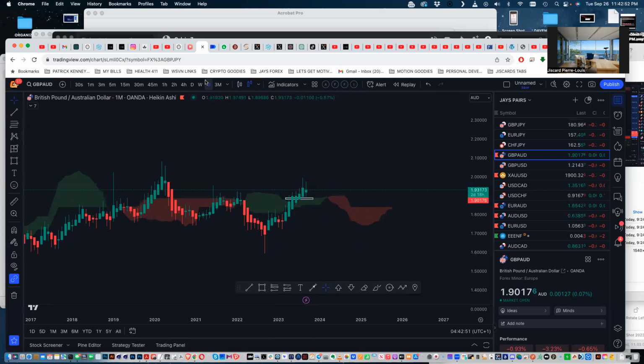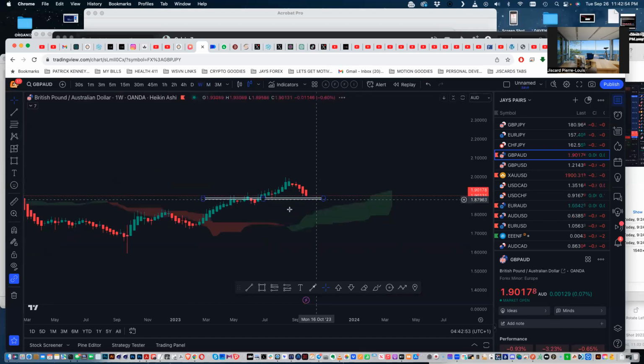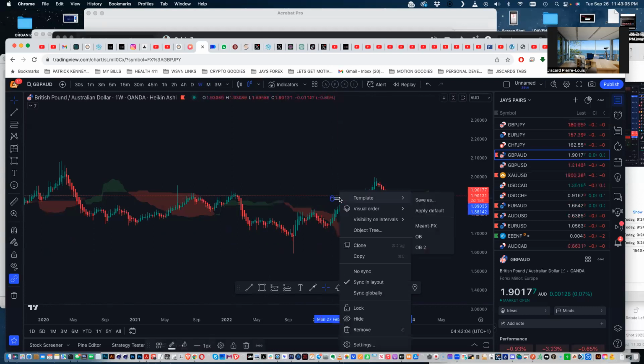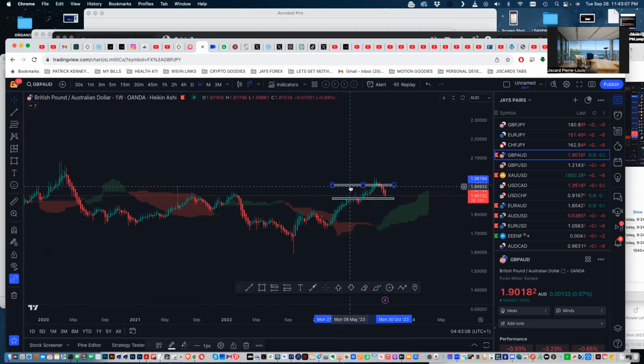There's a reason why we're marking this level. So when we go down to the weekly time frame, look at that. Came back up, came back down. But notice where it broke out on the weekly time frame. See, it broke out here. We even bring that here. We duplicate this line, bring that there. Okay, it broke out above the cloud. This was clearly a buy.